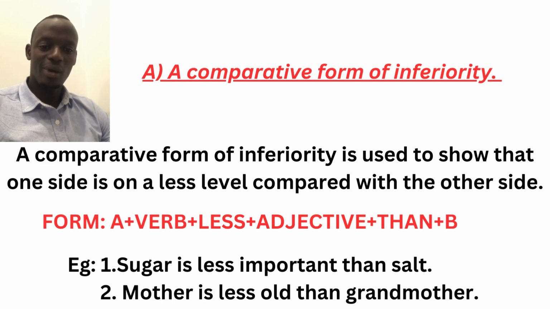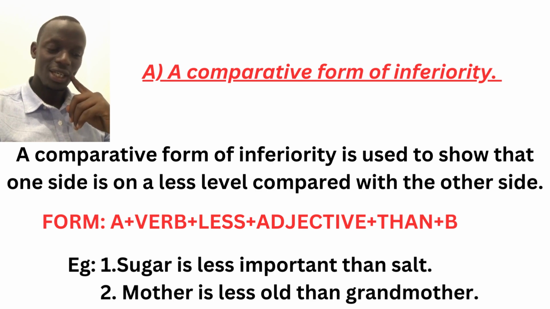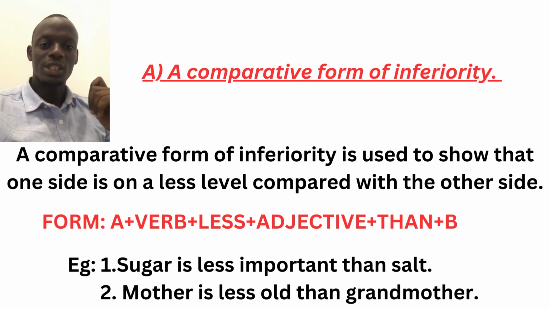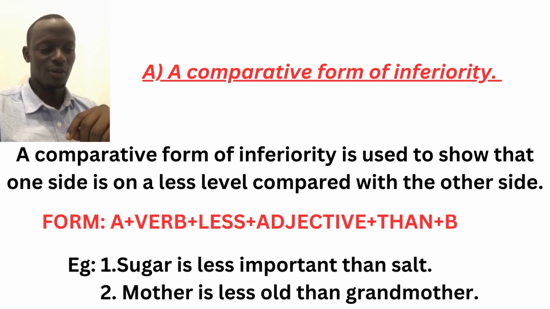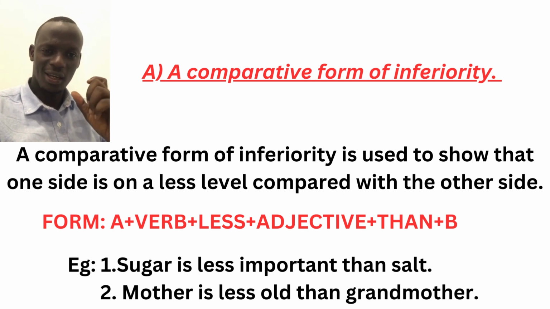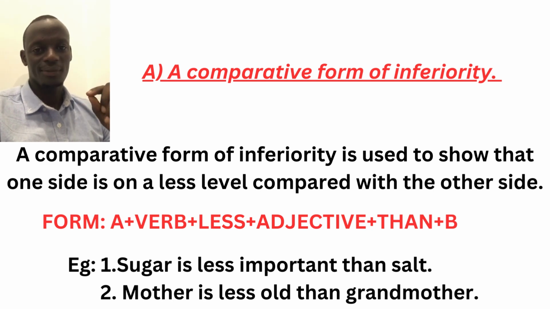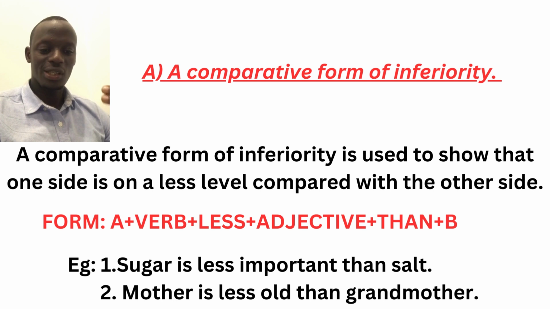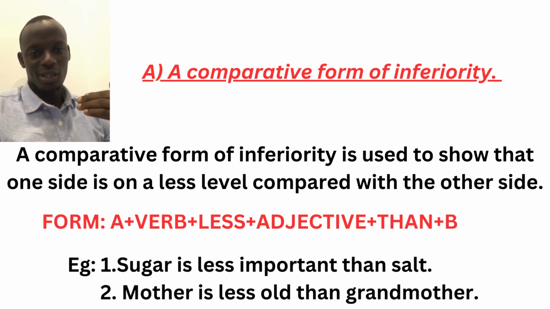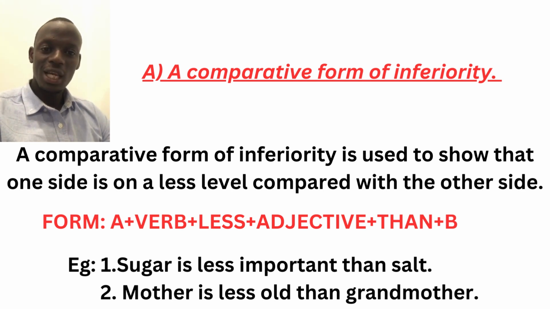And we say, for example, mother is less old than grandmother. You understand? We don't say mother is less older than grandmother. Never, never, never. We say less plus an adjective as it is without changing it. So this is the way we form this comparative form of inferiority. It means side A is on a less level compared to side B. I guess this helps you.